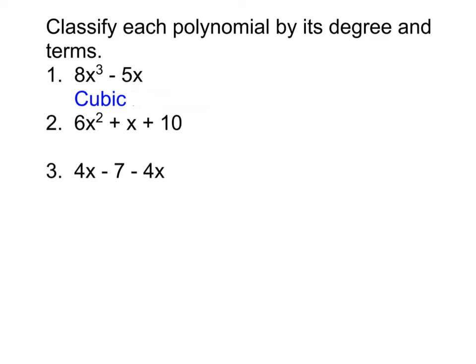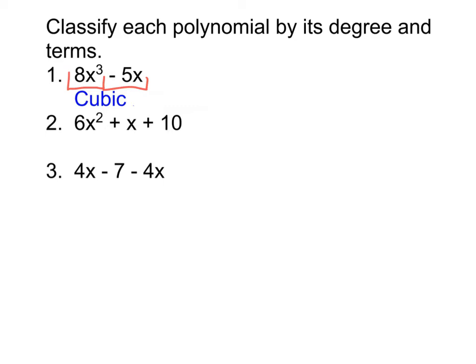The other thing that we need to do is classify it by its number of terms. Number of terms is basically how many monomials there are. This is from your notes. Another way to look at that is all of the terms are separated by addition and subtraction. In the case of number 1, all we have is just one subtraction in there. And so that means that there's 2 terms in this particular one. Our first term is this 8x cubed, and our second term is the negative 5x. So there are 2 terms.